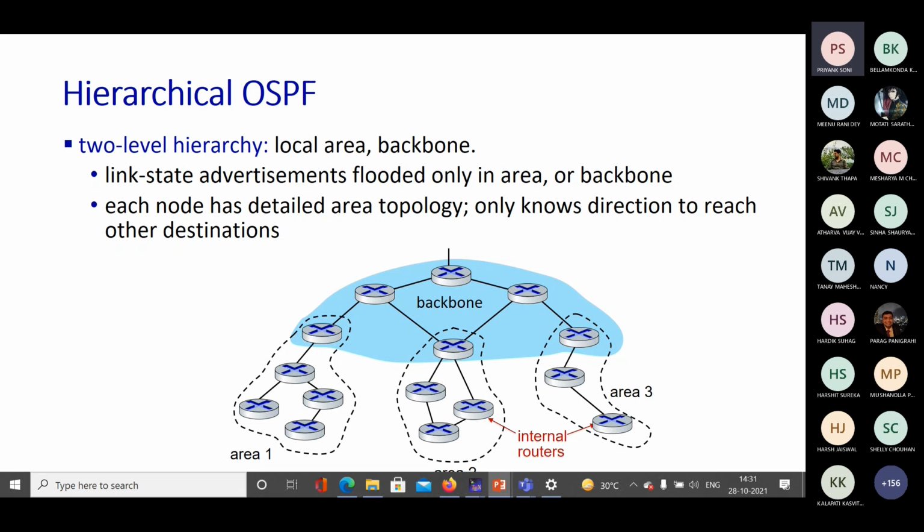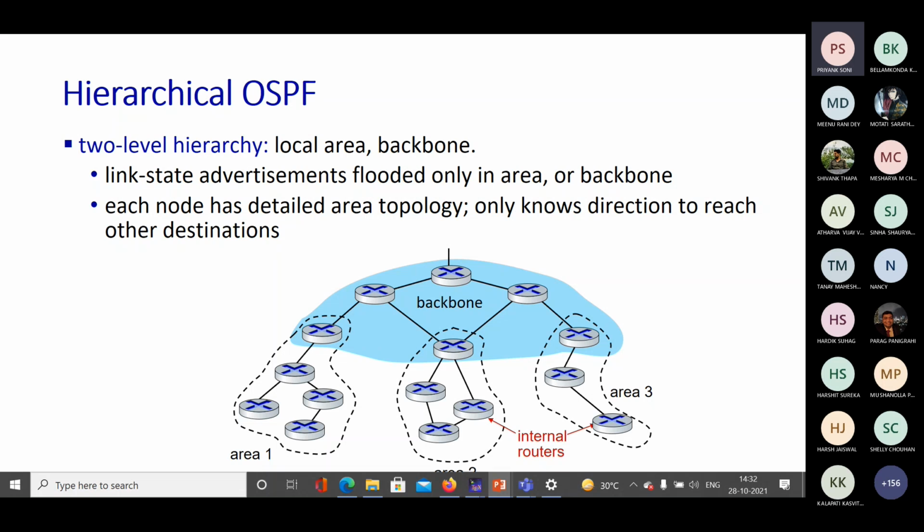So within the AS itself, you are making a backbone level and a local area level. There can be several local areas, as you can see in this diagram: Area 1, 2, and 3. There are 3 local areas, and you have a backbone area. The link state advertisements can be flooded within a given area, or they can be flooded over the backbone. Now you can ask me the question: in that case, how will link state be possible, because nodes will not know the topology of any other network?